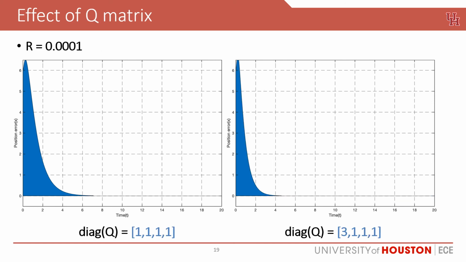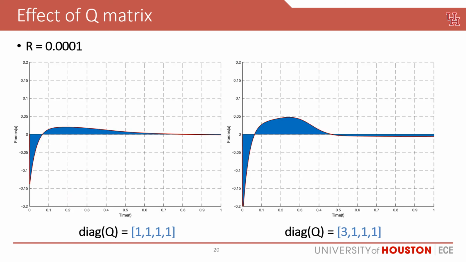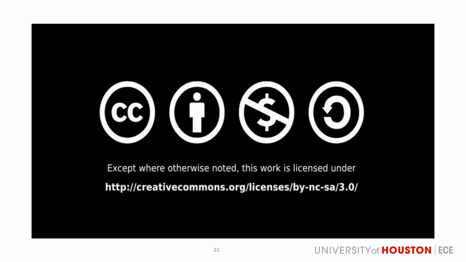We can also get the effect of the Q matrix. If we increase the penalty for the position error, then we will use much less time to get the target position. But we will use more forces because this is more aggressive control. So the advantage of LQR controller is that we can get different controller based on the criteria we care about.